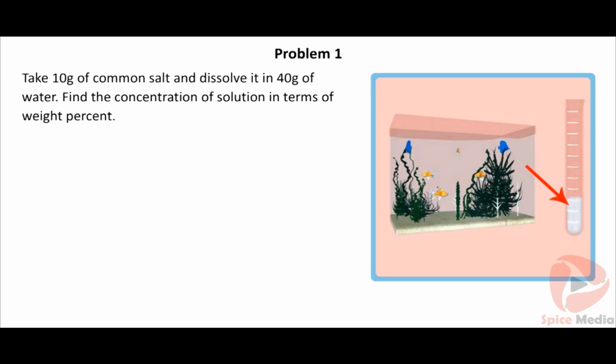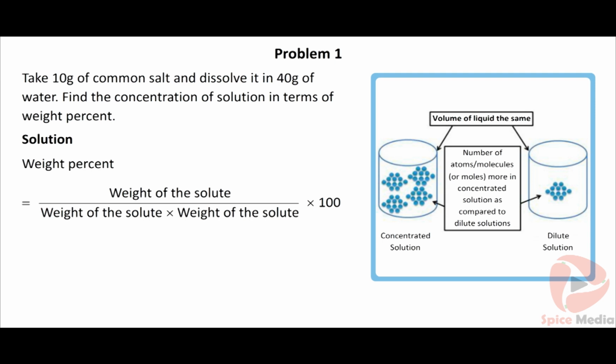Take 10 grams of common salt and dissolve it in 40 grams of water. Find the concentration of solution in terms of weight percent. Solution: weight percent is equal to weight of the solute by weight of the solute plus weight of solvent into 100. Weight percent is equal to 10 by (10 plus 40) into 100, which is equal to 10 by 50 into 100, which is equal to 20%.